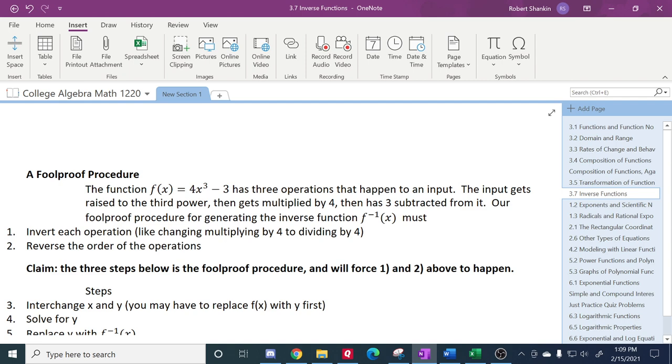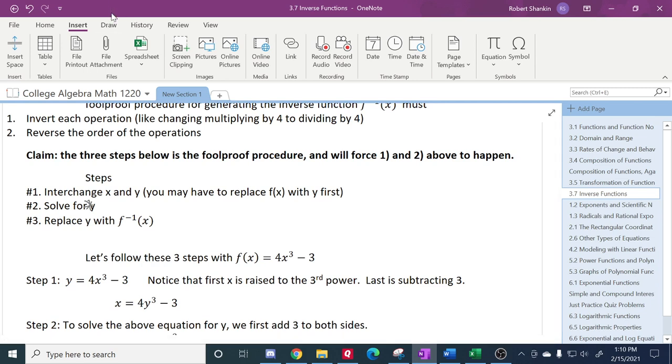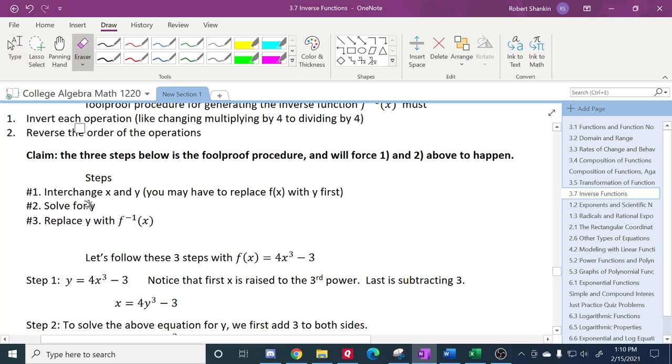And these are the 3 steps. And the key step of these 3 steps is this one right here. This is step number 1. This is step number 2. This is step number 3. Step number 2 is the step that's really going to be doing the work.